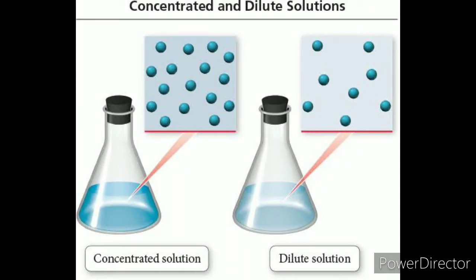The concentration of a solution is a measure of the amount of solute that has been dissolved in a given amount of solvent or solution. A concentrated solution is one that has a relatively large amount of dissolved solute, while a dilute solution is one that has a relatively small amount of dissolved solute.